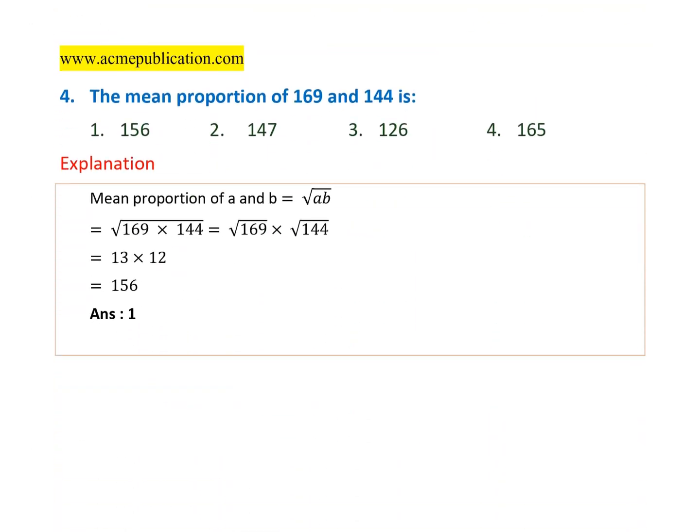Question number 4. The mean proportion of 169 and 144 is. Mean proportion of two numbers can be found by calculating the square root of the product of the numbers. After doing a little calculation, we find that the mean proportion for 169 and 144 is 156.